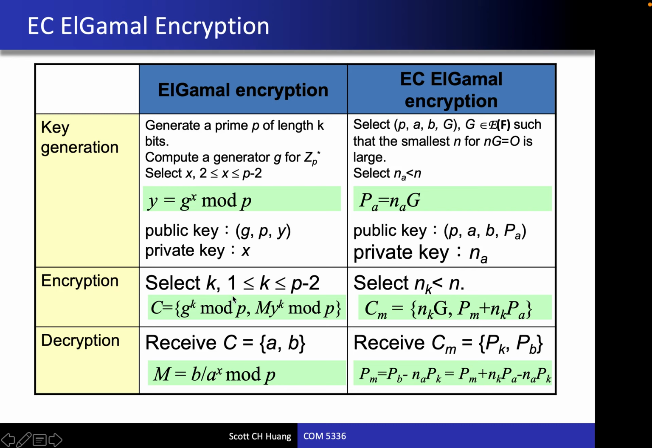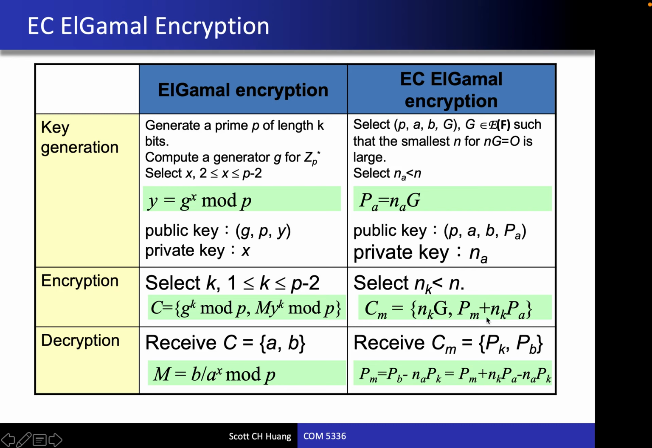We select a random number K, and compute G to the power of K, MY raised to the power of K. Now it's changed to this. We select a random number N, and then compute NKG. This is modular exponentiation, so modular exponentiation will be changed to scalar multiple, NKG. And then here we have modular exponentiation, which is changed to scalar multiple. And then we also have a multiplication, like this.